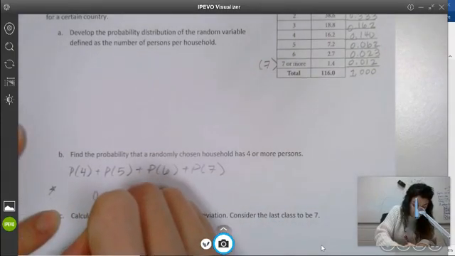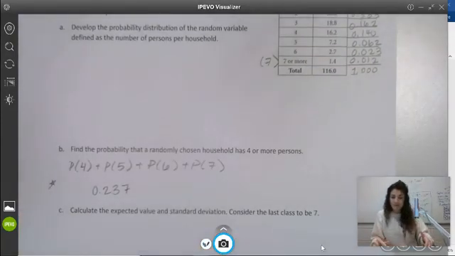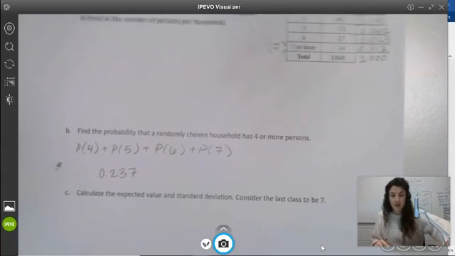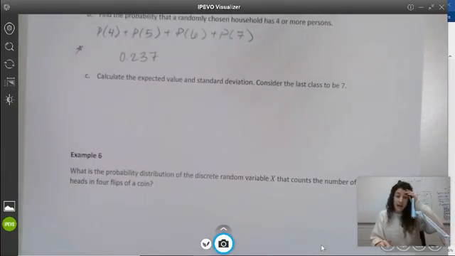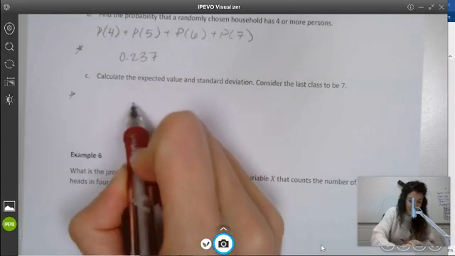You should have gotten 0.237. Again, nothing groundbreaking, nothing huge. We're just getting used to the vocabulary here today. We're going to calculate the expected value and the standard deviation and consider the last class to be 7. So here it's saying, go ahead and type in 7 instead of 7 or more into your calculator. I think you don't need me to hold your hand on this, so go ahead and just calculate that and tell me what you get.